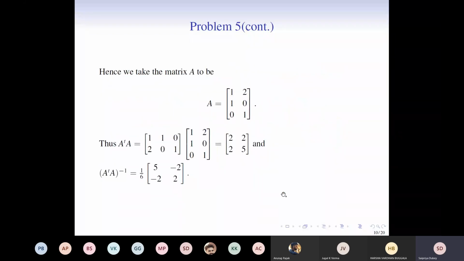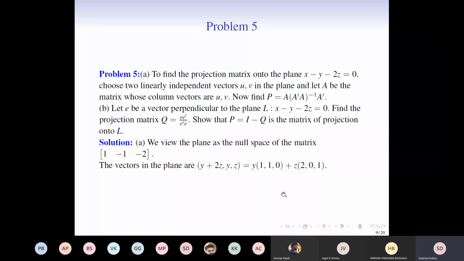And here we have to also prove that P equal to I minus Q is the projection matrix onto L. And why is that happening? That is happening because of the result that we saw in the initial problem: if Q is the projection matrix of a space, then I minus Q would be the matrix of projection onto the space which is perpendicular to the original space.